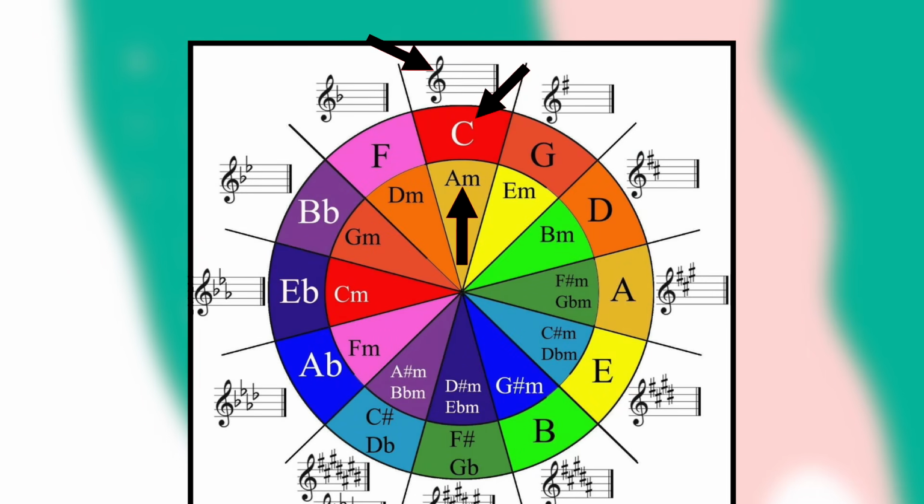So now that you've got the whole picture, you can really see how the circle of fifths helps us show key signatures and how major and minor keys are related. But there's more. Stay tuned.